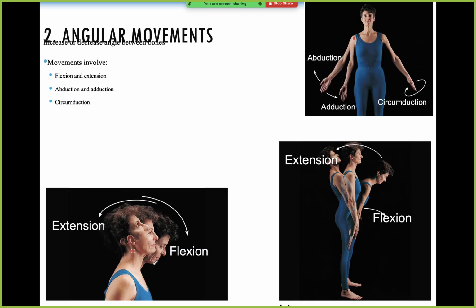Angular movements are going to be increasing or decreasing the angles between joints. We have terms here that I need you to know: flexion and extension. For flexion, write decreasing the angle of a joint. Decreasing the angle of a joint. For extension, write increasing the angle of the joint.